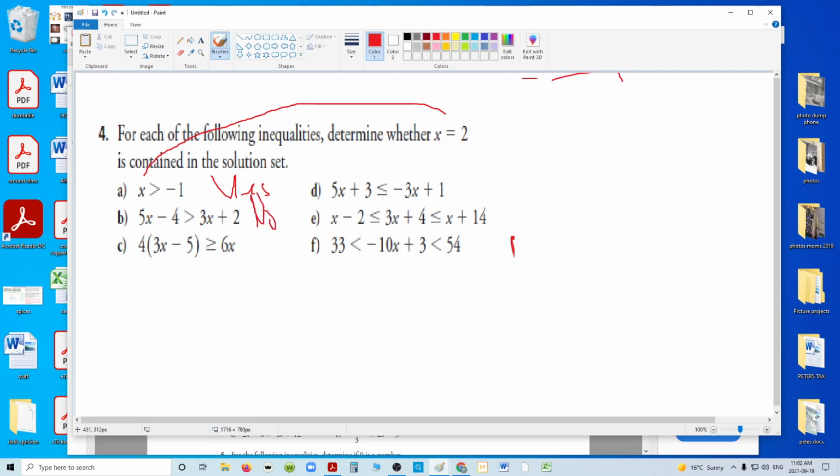No. 2 here. 3 times x, 6 minus 5 is 1. So you get 4 on here. Is 4 bigger or equal to 6 times 2, 12? No.